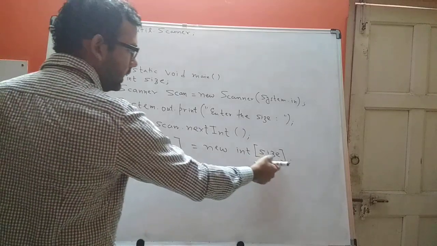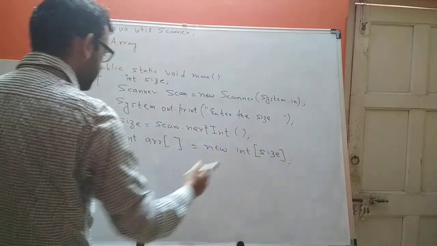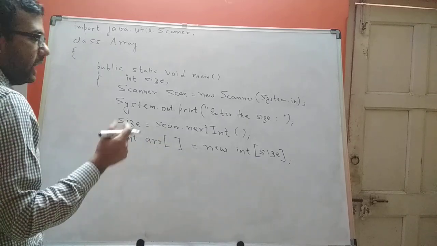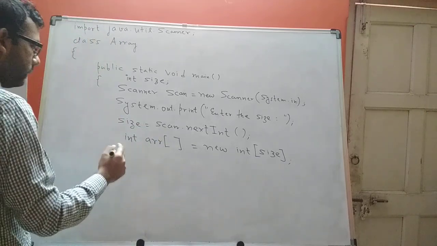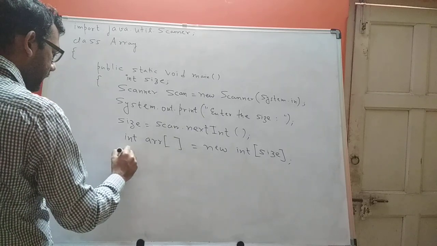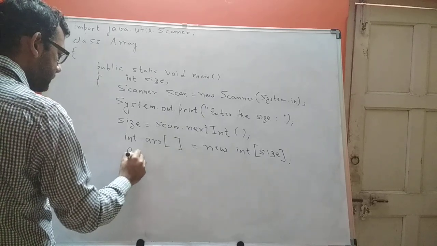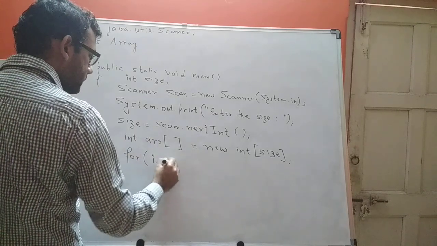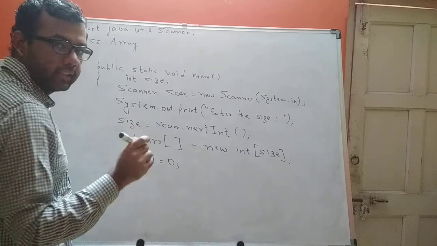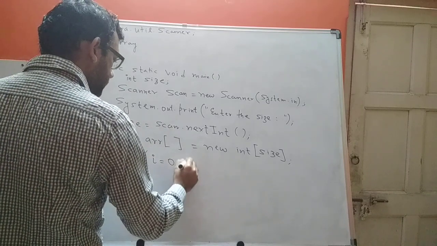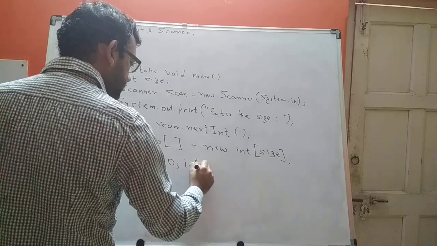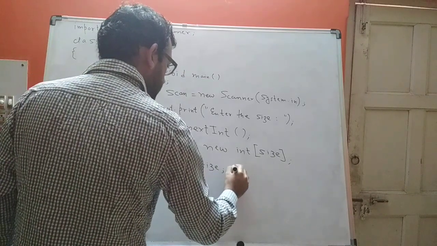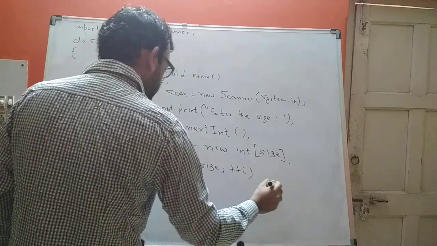What will be the size of the array? The same as the value of the size variable. Now once you have created the array, the next thing that you need to do is accept inputs from the user. So how do you accept inputs from the user? You would have to run a loop, and this loop will start from 0, because array indexing starts from 0, and it will go up to size minus 1. So I will say less than size, right? And I will do ++i.